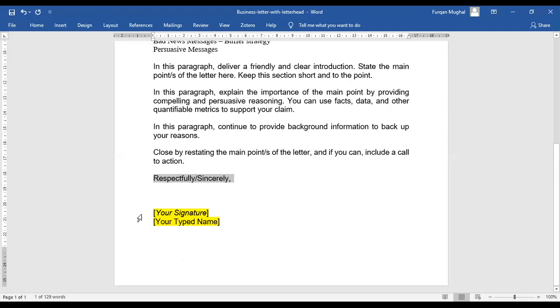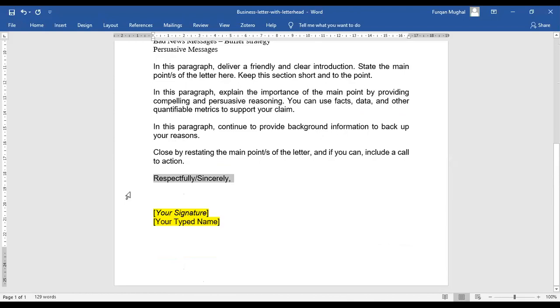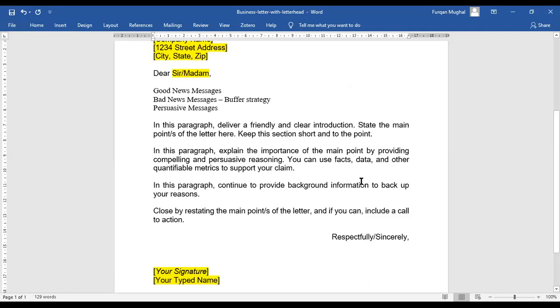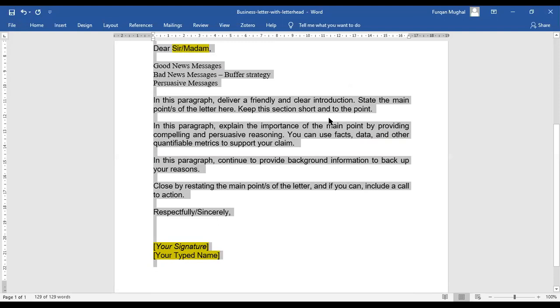And of course, this is a full block letter. That means everything starts at the very left. Sometimes you find letters where the date is on the right, and that is also okay. When the date is on the right, the last section, which has the complimentary clause, name and signature, is also usually on the right. Then you have modified block, where sometimes the signature and name are on the left side, but the complimentary clause and date are on the right side. So you can have a mix of them. But the modern state of the art format for letters is full block, where everything is on the left of the indent.